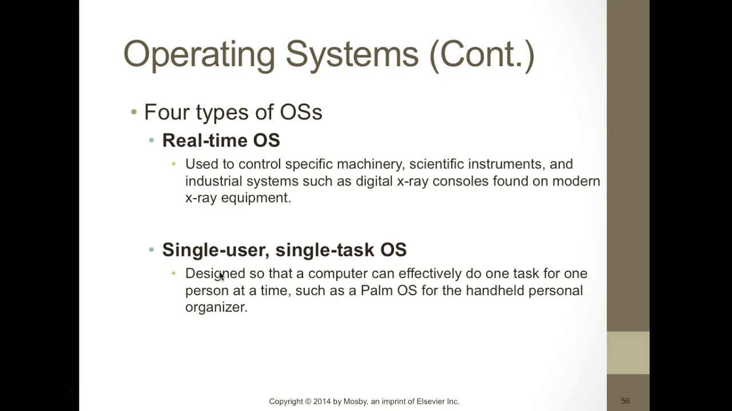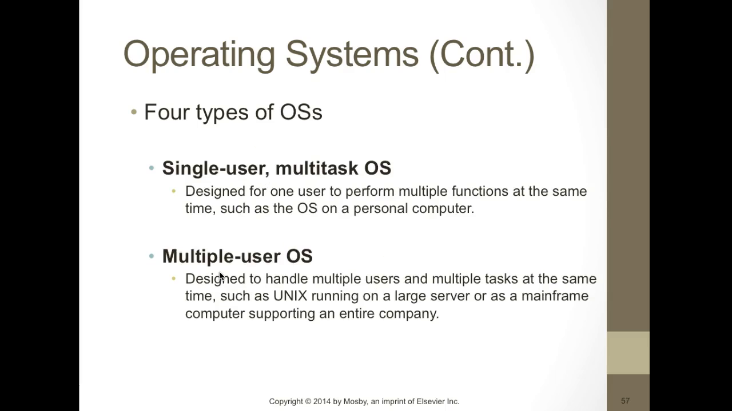There's the real-time operating system that's used to control specific machinery, scientific instruments, and industrial systems, such as digital X-ray consoles found on modern X-ray equipment. There's the single-use, single-task operating system designed so that the computer can effectively do one task for one person at a time, such as your handheld organizers.